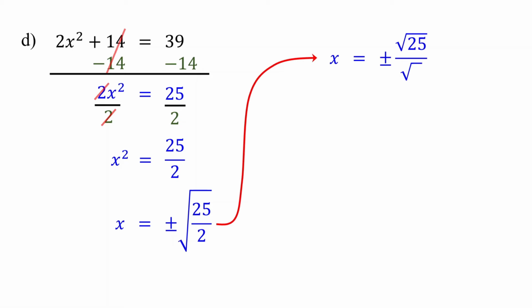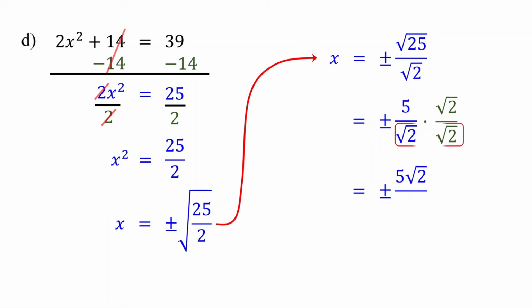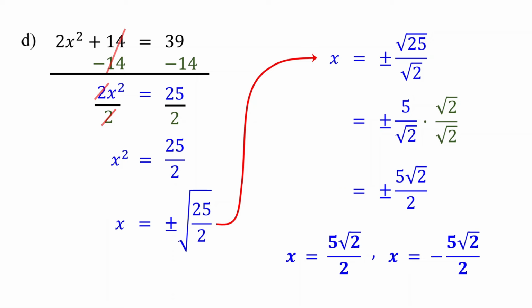This is the same thing as the square root of 25 over the square root of 2, right? The square root of 25 is 5. In algebra, when the denominator of a fraction has a radical, as in this case, it is not considered simplified. So, we need to rationalize the denominator to simplify it. Multiply both the numerator and the denominator by the square root of 2. In the numerator, you have 5 times the square root of 2. In the denominator, the square root of 2 times the square root of 2 is the square root of 4, which equals 2. Therefore, the solutions are x equals 5 times the square root of 2 over 2, or negative 5 times the square root of 2 over 2.